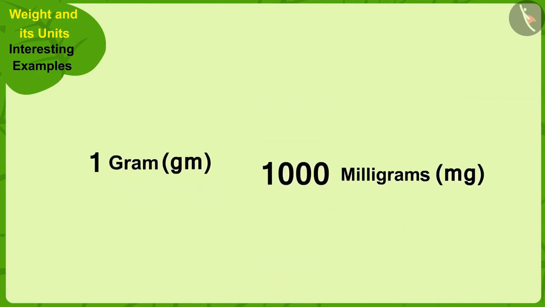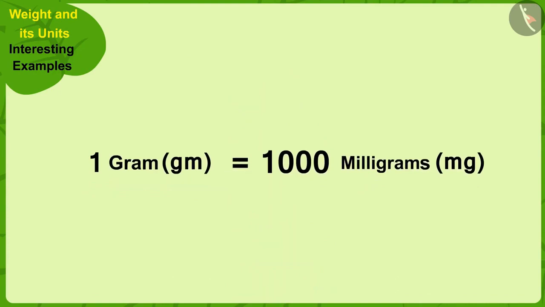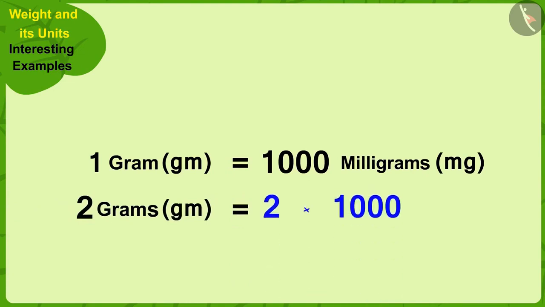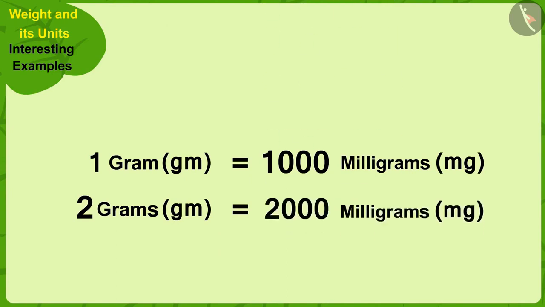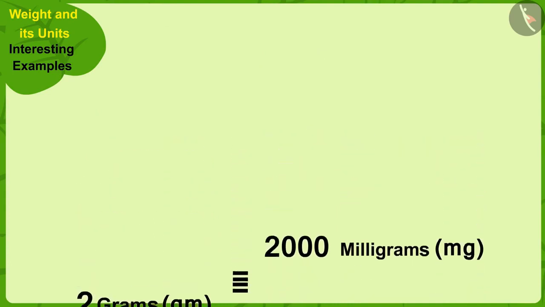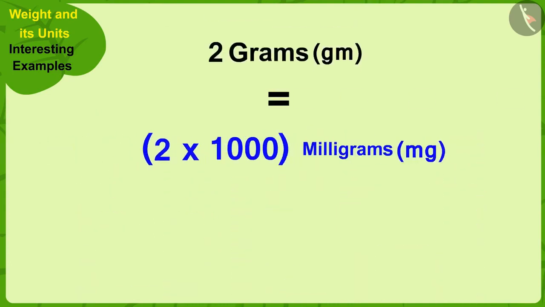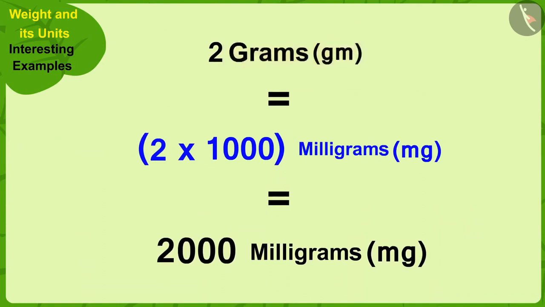1 gram is equal to 1000 milligrams. So, to convert 2 grams to milligrams, we multiply 2 by 1000. In this way, 2 grams of saffron is equal to 2000 milligrams. Children, remember, whenever we have to express a larger unit in a smaller unit, then we will use the process of multiplication.